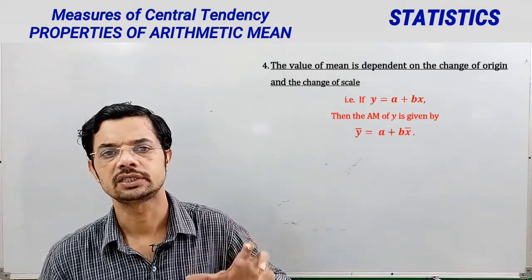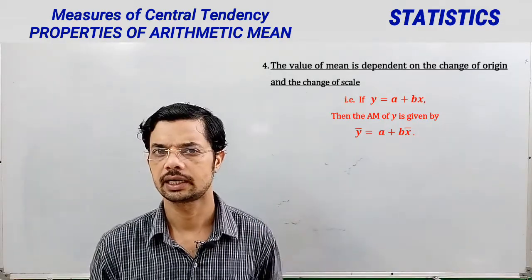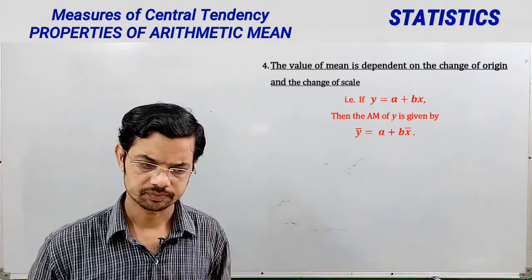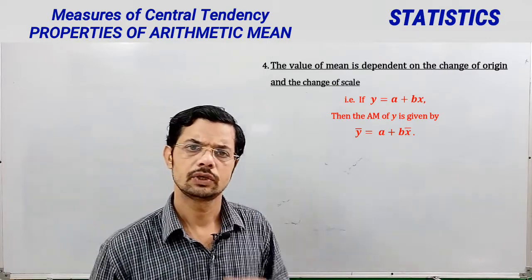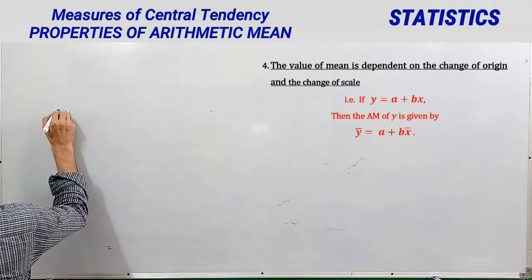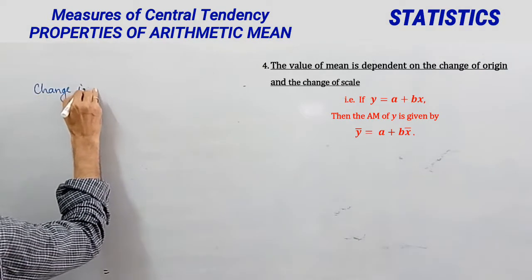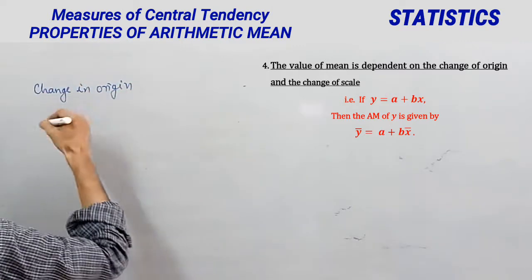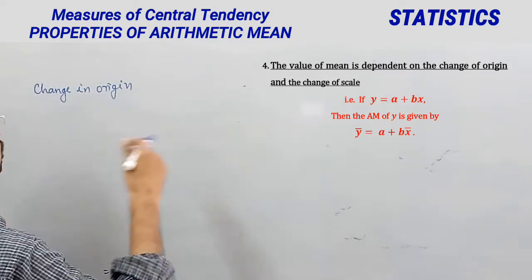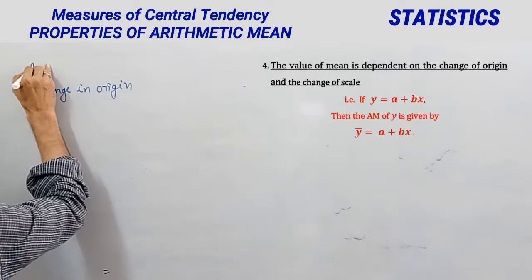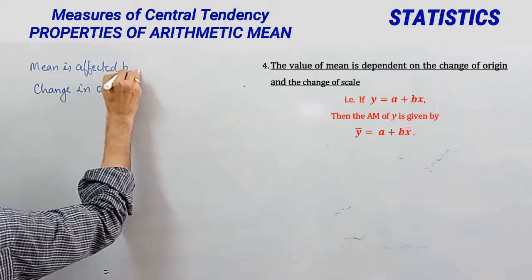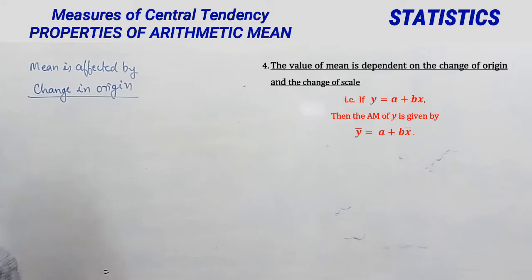Now what do you mean by change in origin and change in scale? Let us take that in detail. First, change in origin and how mean is affected by change in origin of a data. So the first topic is that we need to understand how mean is dependent on, or affected by, change in origin. Let us take an example, the same type of example.